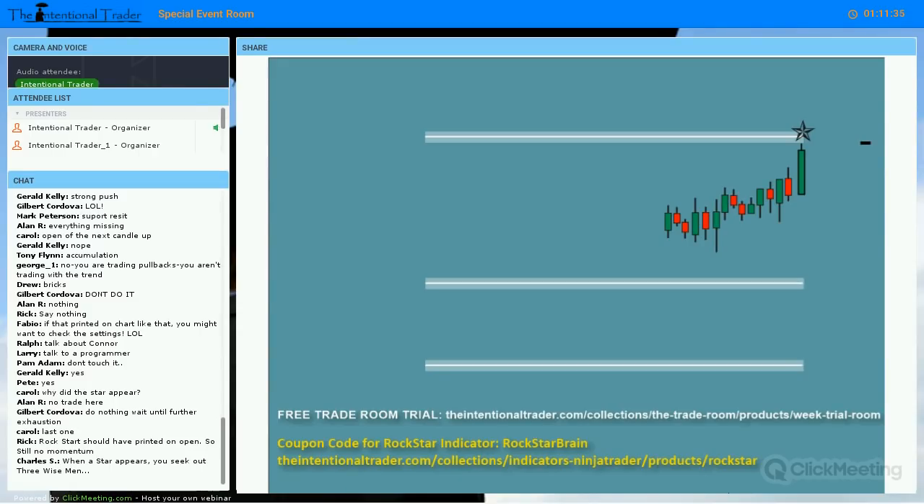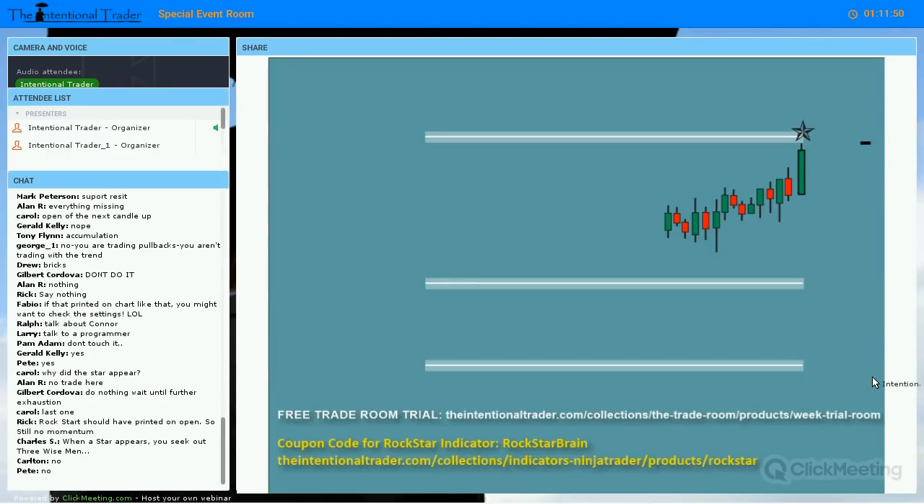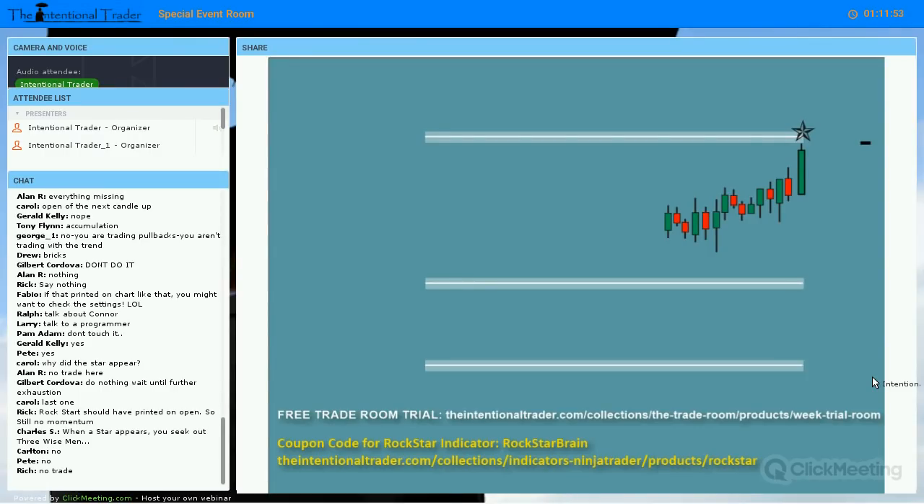You guys are too much fun. Okay, so what are we doing on this here? Are we trading this or not? Alan answered it. No trade. Waiting for further exhaustion. No trade. Alan, I think everybody's just copying you now. You're right. No trade. This star printed on the open of this bar, which was down here. No trade. Very good. Okay.